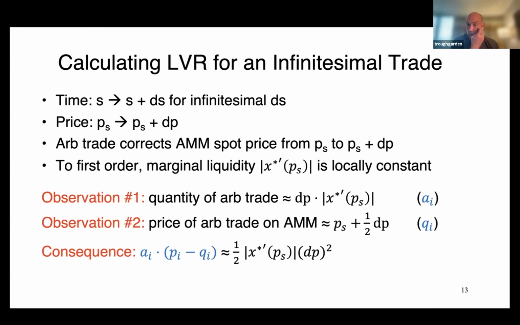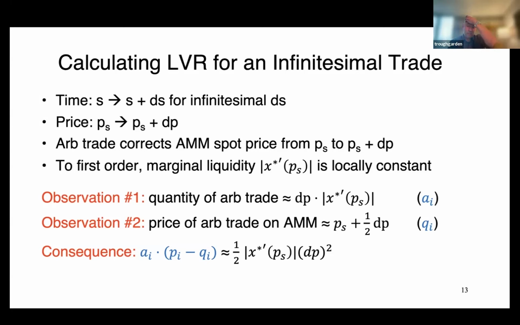So this is a crucial thought experiment. In continuous time, price moves a little bit. We can figure out what the lever suffered from the arb trade is. It's a function of the marginal liquidity. It's also a function, notice, of DP, so it depends on exactly how much the price moved. That's what dictates what the lever suffered at this moment is.